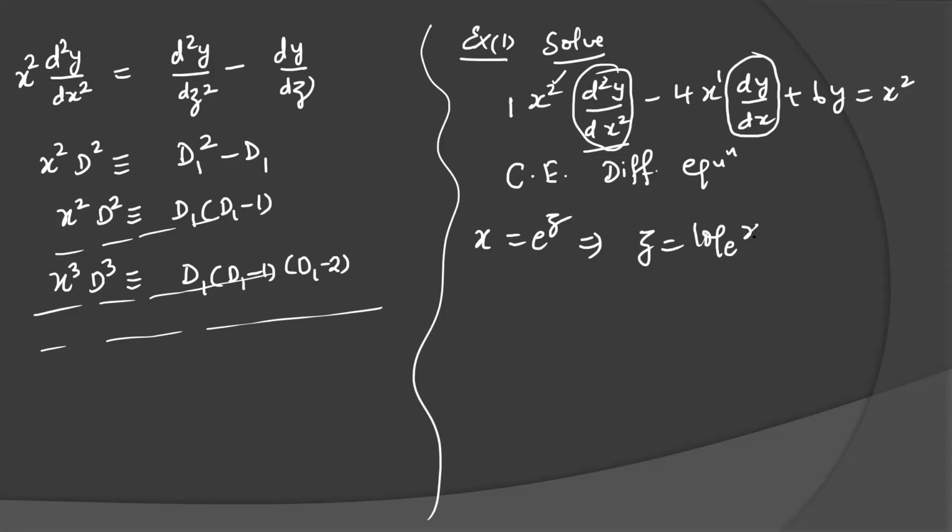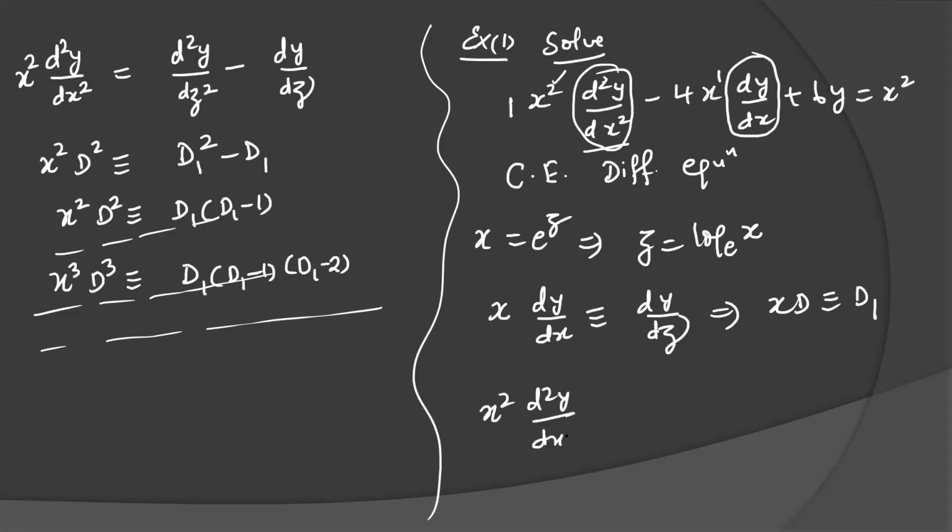So we can solve it by substituting x equal to e to the power z, or z equal to log x. Remember, if you are substituting x equal to e to the power z, then you have to substitute the entire term, means LHS and RHS, both the terms. So we know that x dy by dx is nothing else than dy by dz, or you can say xd equal to d1, and x square d2y by dx2 is equal to d2y by dz2 minus dy by dz, or you can say that x square d square equal to d1 (d1 minus 1).